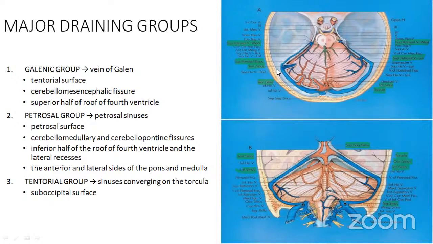So we can see that the Galenic group has its tributaries from the tentorial surface, the cerebellomesencephalic fissure, and the superior half of the roof of the fourth ventricle. The Petrosal group has its tributaries from the petrosal surface, which is the anterior surface of the cerebellum, the cerebellomedullary and the pontine cerebellomedullary and cerebellopontine fissures, inferior half of the roof of the fourth ventricle and the lateral recesses, the anterior and lateral sides of the pons and medulla. However, the tentorial group has its major drainage from the suboccipital surface.